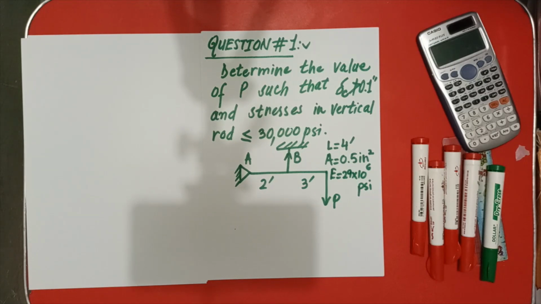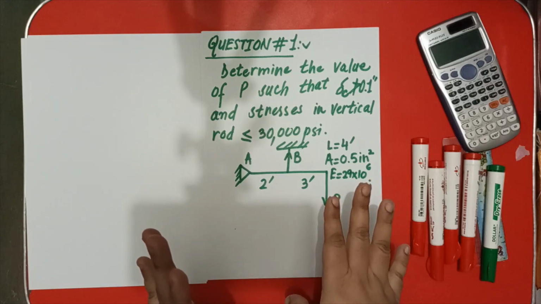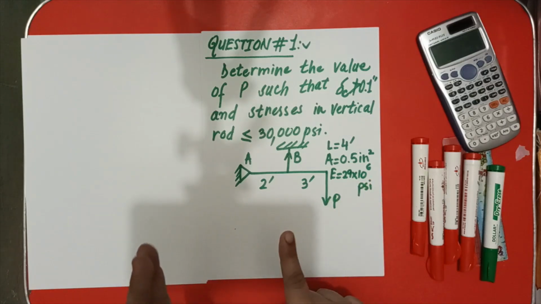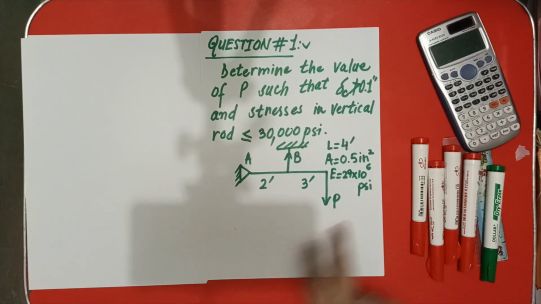What does it mean by that? It means stress should not exceed 30 ksi. So it can be 30, it can be less than 30, but it does not exceed 30. Length of the bar is given to you, 4 feet. Area is equal to 0.5 inches square. E is equal to 29 into 10 to the power 6 psi. Psi means pounds per square inch.